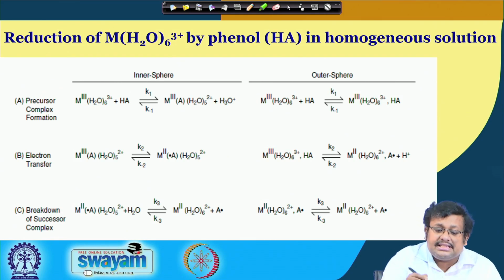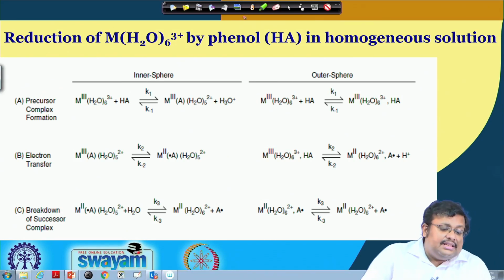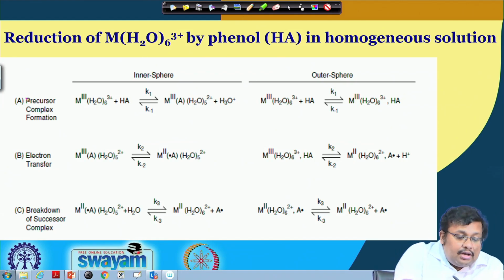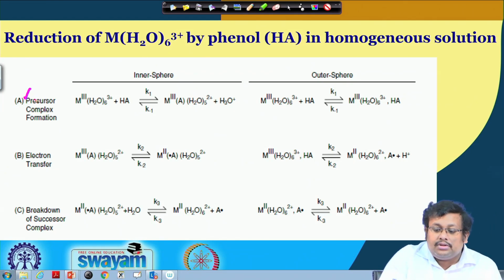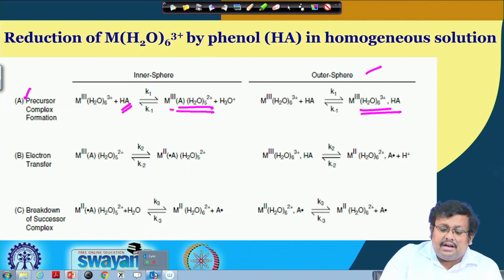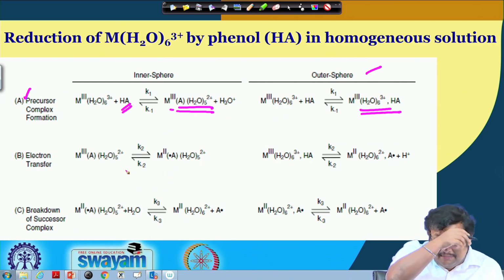You can see this shows the three mechanisms in detail. First of all is the precursor complex formation, in both the inner sphere complex and the outer sphere complex. In the inner sphere complex, there is M(H2O)6 3+. One example is given by phenol. So, you can see the inner sphere complex is produced and then it is reduced. This is a precursor complex, and also in the case of the outer sphere complex, it is a precursor complex, and then the second step, electron transfer, happens.